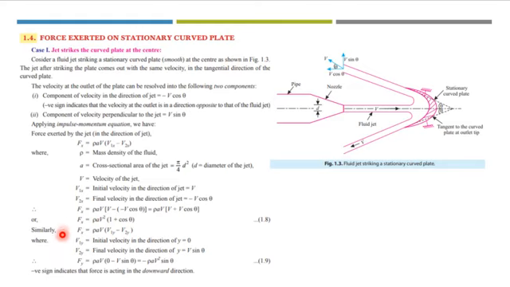Similarly, for Fy, rho Fy will be equal to rho av into v1y minus v2y. So in y direction, initial velocity is 0, as all the velocities are in x direction and have no y component. But there is a component in y direction after striking the plate, which is v sine theta. So Fy will be equal to minus rho av square sine theta. Negative sign indicates that force is acting in the downward direction.